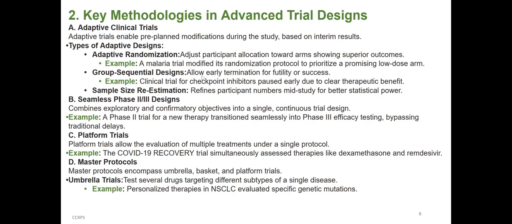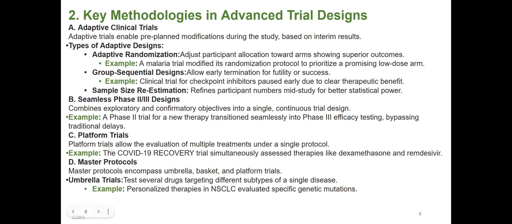Group sequential designs allow early termination for futility or success. For example, a clinical trial for checkpoint inhibitors paused early due to clear therapeutic benefit. Sample size re-estimation refines participant numbers mid-study for better statistical power. Then we have seamless phase 2-3 designs, which combine exploratory and confirmatory objectives into a single continuous trial design. Example: a phase 2 trial for a new therapy transitioned seamlessly into phase 3 efficacy testing by bypassing traditional delays.